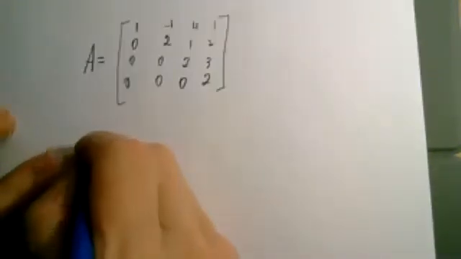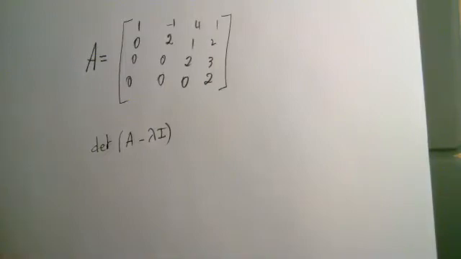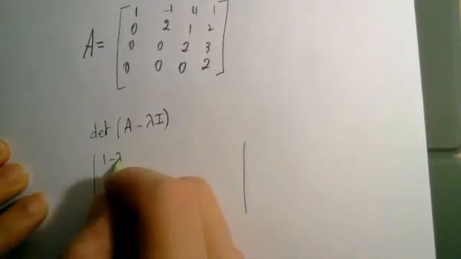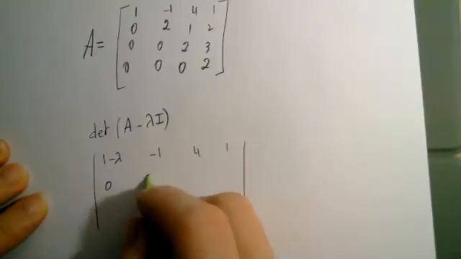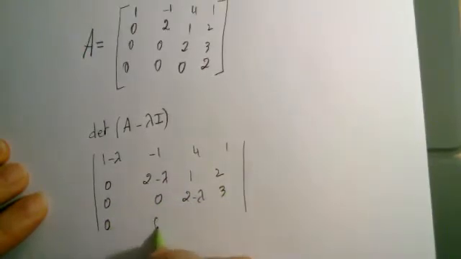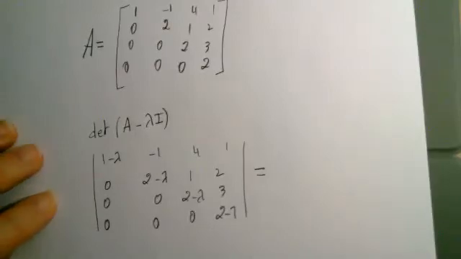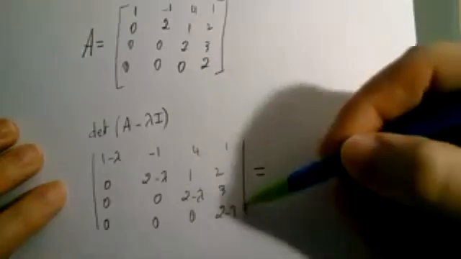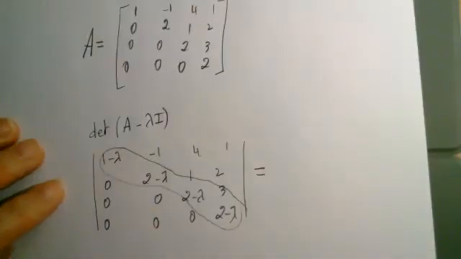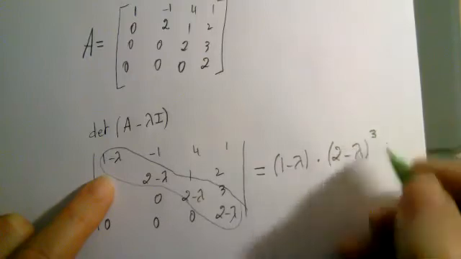So the characteristic polynomial means I need to find the determinant of A minus lambda I. All right, so we do it. 1 minus lambda, minus 1, 4, 1, 0, 2 minus lambda, 1, 2, 0, 0, 2 minus lambda, 3, 0, 0, 0, 2 minus lambda. So quickly, what's the determinant of this matrix? The product of the terms on the diagonal. Exactly, because we talked about that in class, that if you have a triangular matrix, then the determinant is the product. So let us multiply this: 1 minus lambda times 2 minus lambda to the power 3.